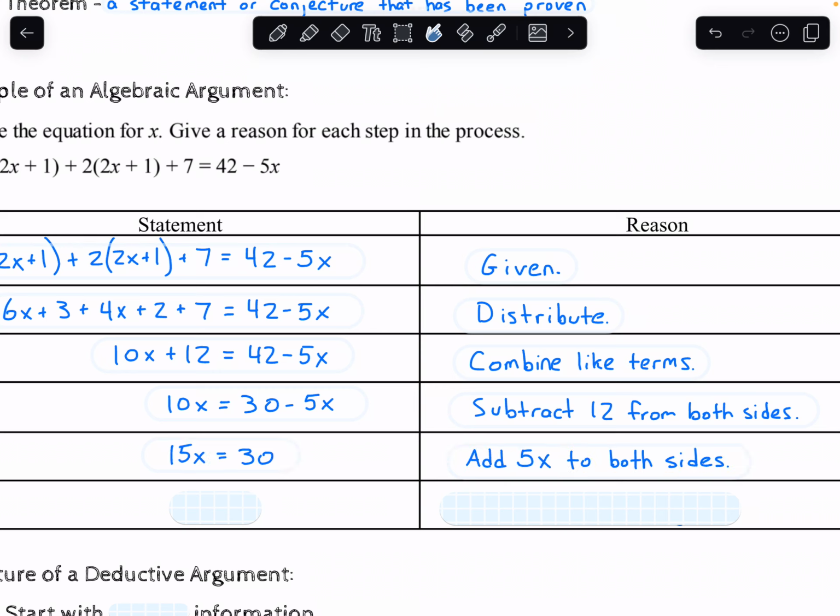And then we get down to 15x equals 30 after adding 5x to both sides. And then finally, we find that x is equal to 2, our final answer, but our final reason would be that last step that goes from the previous line to the last line, which was to divide both sides by 15. This is a deductive argument, and because it includes the given and the final proven statement, this is an entire proof.